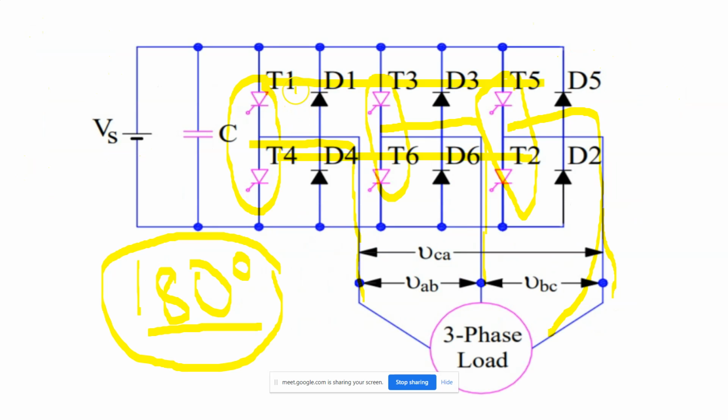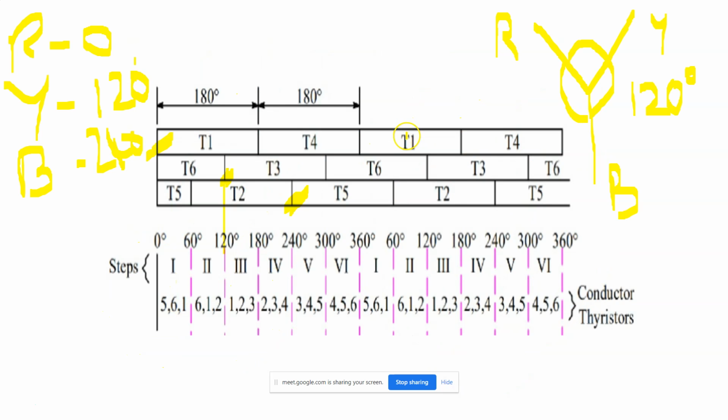In the upper leg of thyristors, we have T1 for the first phase. So T1, T3, T5, T4, T6, T2. That is 1, 3, 5 in the upper leg and 4, 6, 2 in the lower leg. So 1 and 4 for the R phase, 3 and 6 for the Y phase and 5 and 2 for the third phase.